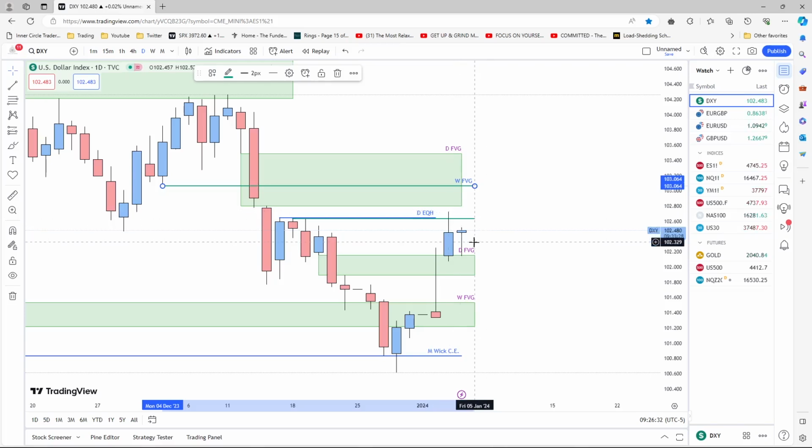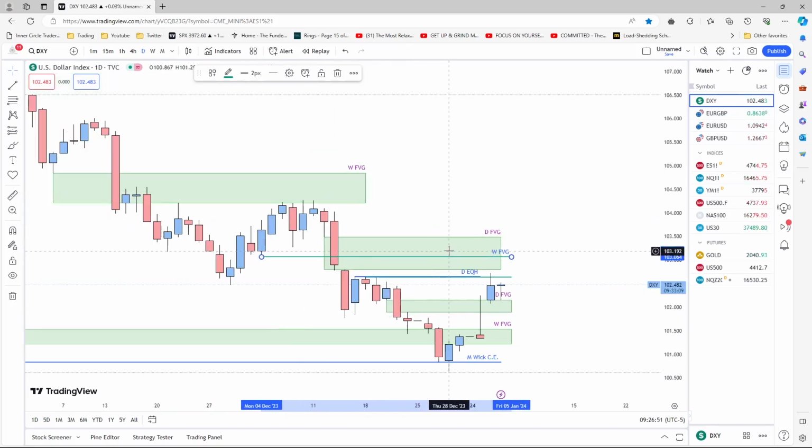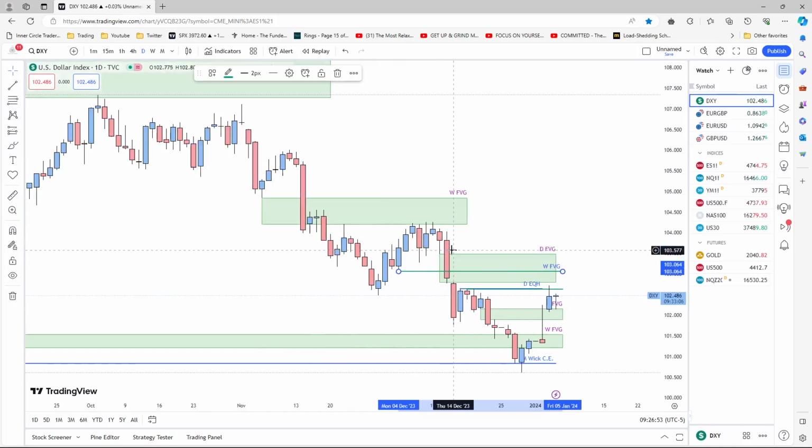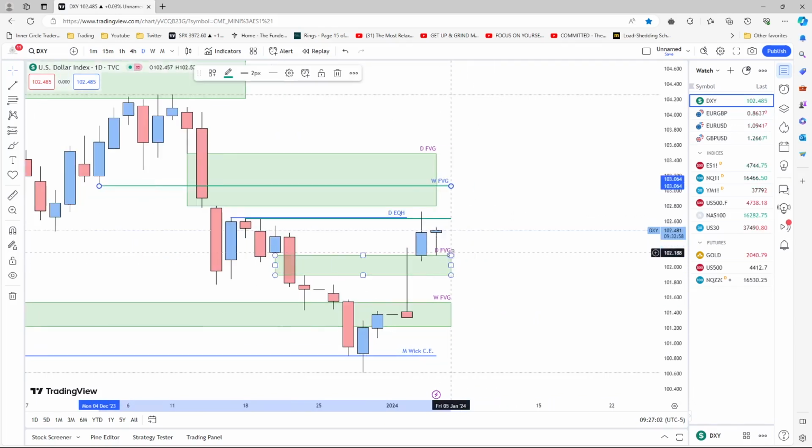So the possibility of us, like I said, I want to see price, since we traded above this fair value gap, if we remain bullish, then I want to see a retest, and I want to see us ultimately trade above this high into this daily fair value gap, and from that point on we need to see how price reacts around this weekly fair value gap as well as this daily fair value gap.